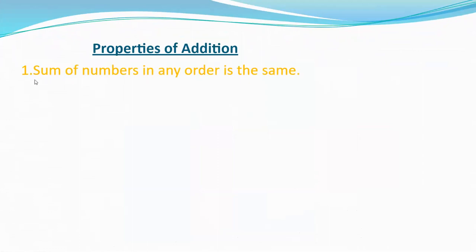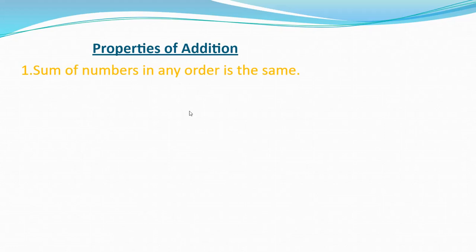The first property is: the sum of numbers in any order is the same. This means that if we write the numbers in any order, but the numbers are the same, then the sum will also be the same. Students, when we add the numbers, our answer is called the sum. So what is sum? When we add the numbers, what we get after the addition is called the sum. So what is the first property? The sum of numbers in any order is the same.